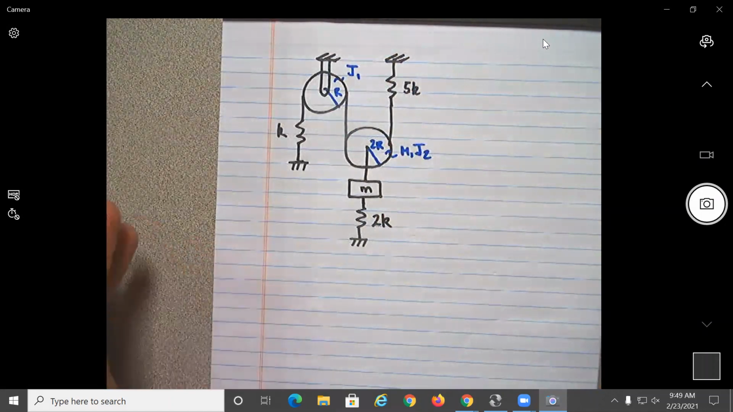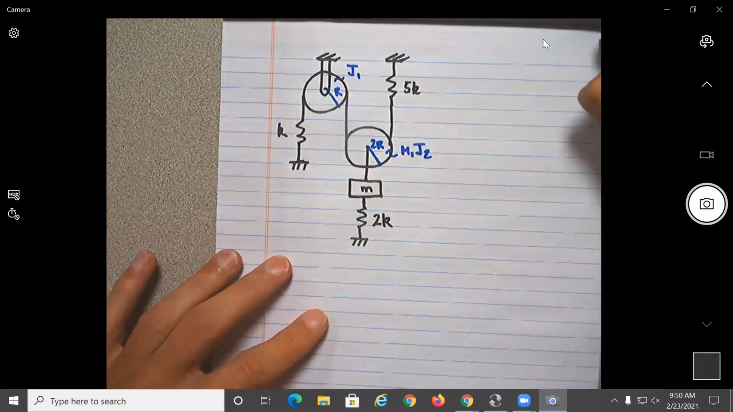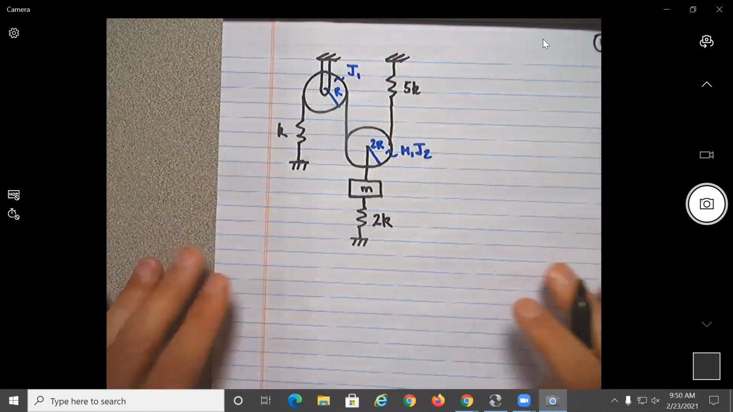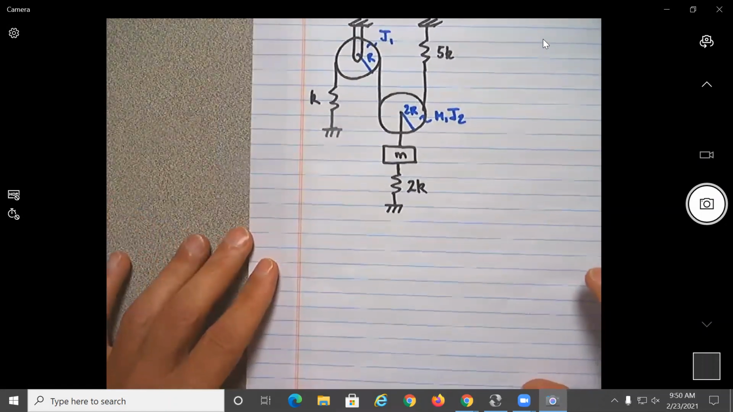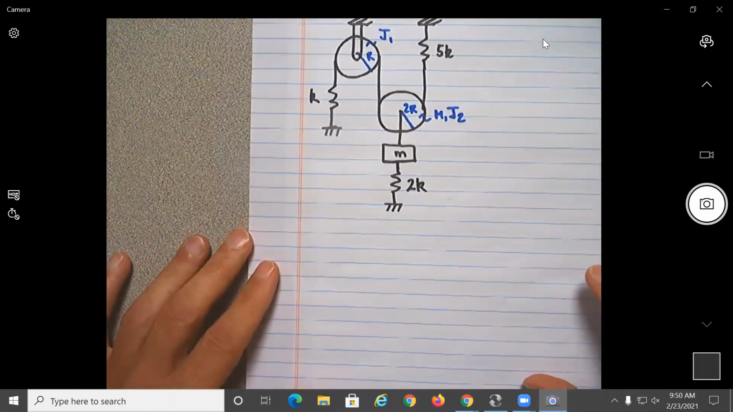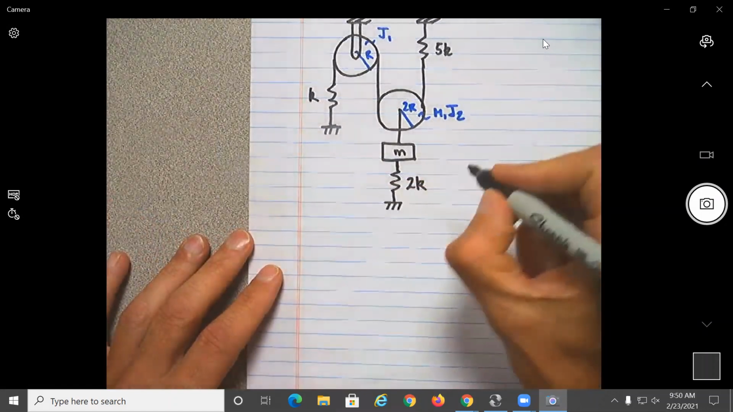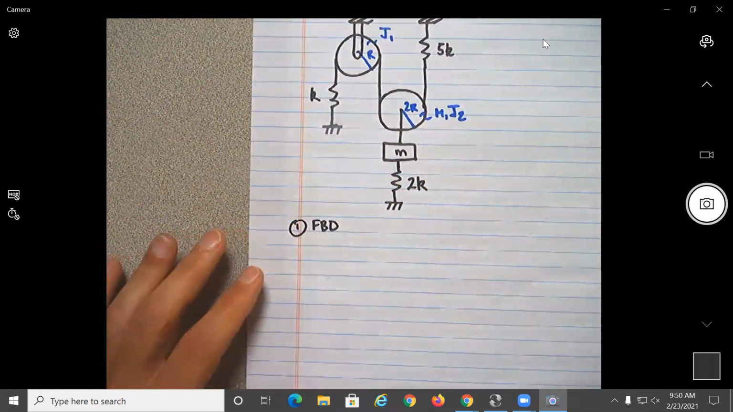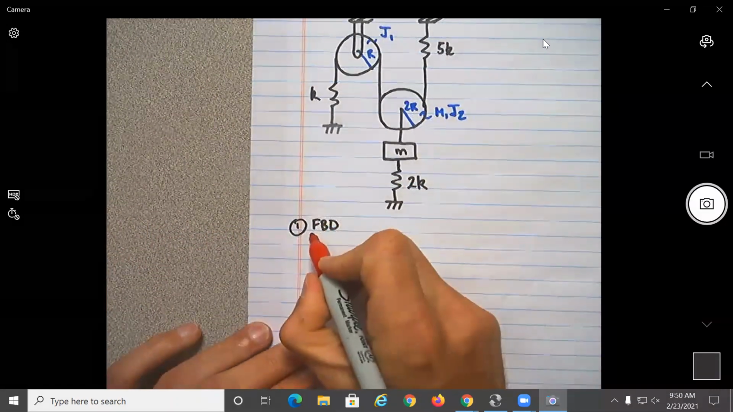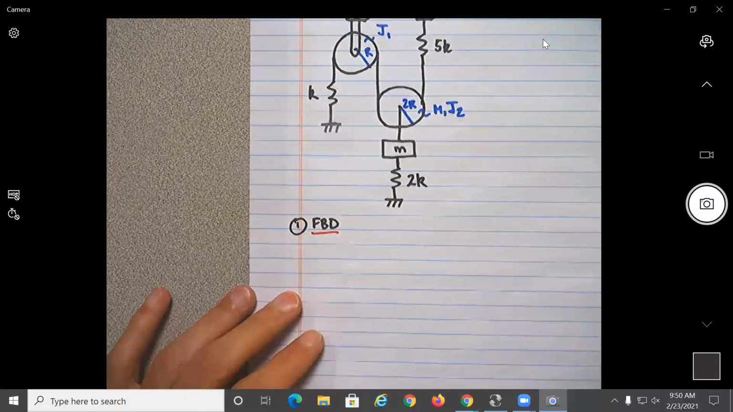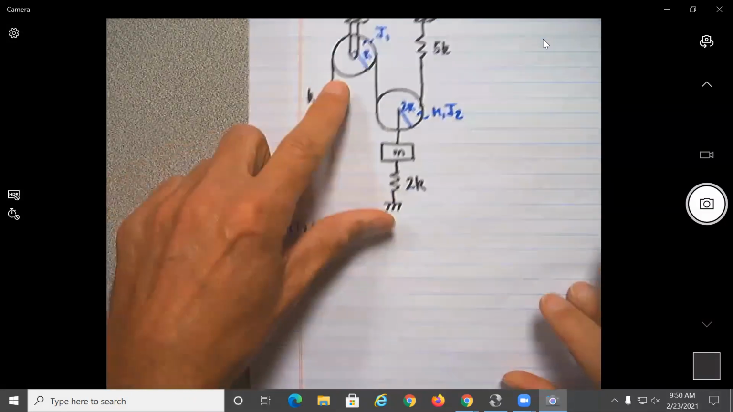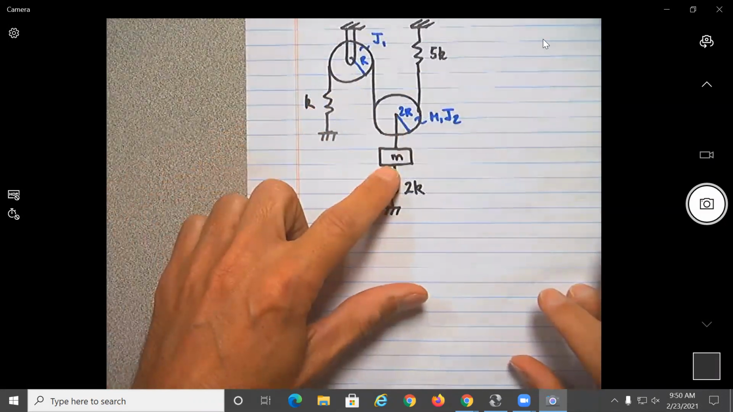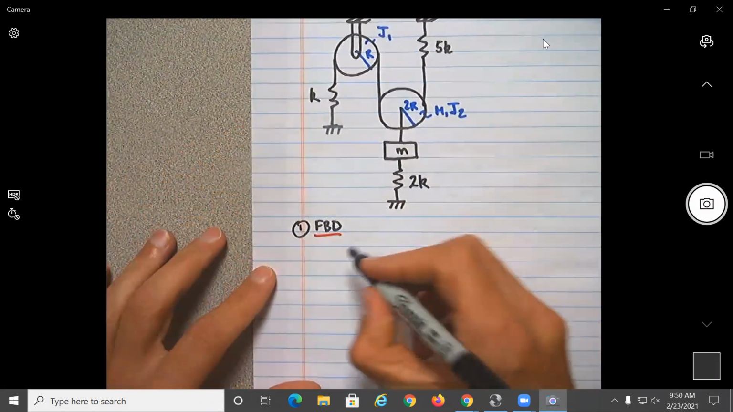All right, so I'm just going to do this following the procedure. Then if you want to do some simplifications, it's fine. That would be up to you, all right? So first thing is to do free body diagrams, all right? So one, free body diagram. So we need how many free body diagrams? We're going to need one for the pulley here, one for this pulley, and one for the block. All right, so let's do them.